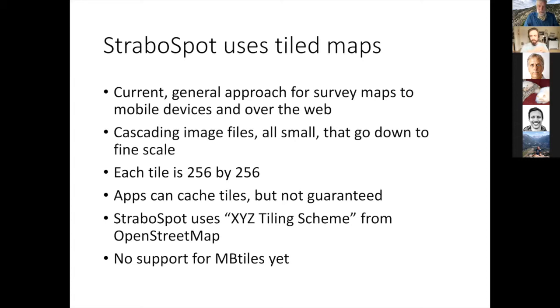Strabo2 uses something called the XYZ tiling scheme, and that's from OpenStreetMap, which is one of the first and really big tiling services out there. The other quite common tiling scheme, if you're into all of this, is something called MBTiles. That's the proprietary Esri scheme. It's supported by a lot of people. We do not support that at this point. I'll be showing you the ones that we support in just a minute or two. But anyway, that's why there's all this emphasis on tiling.